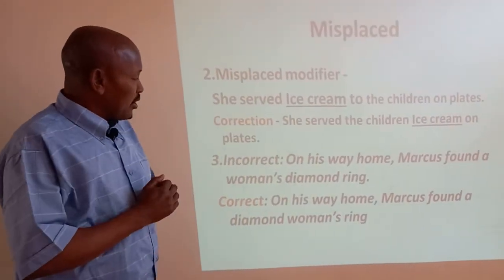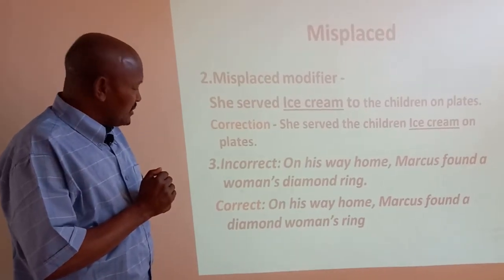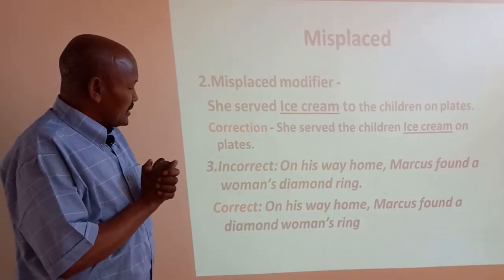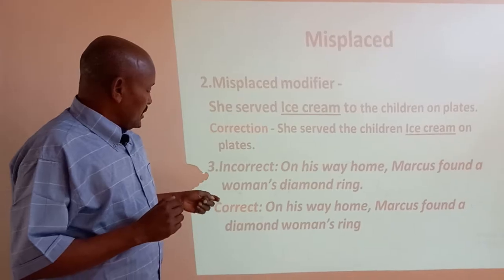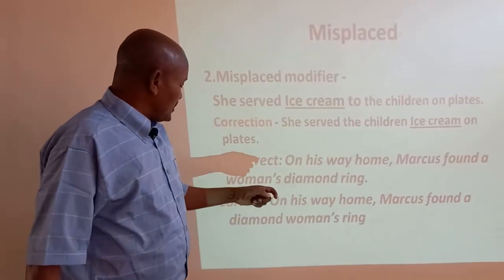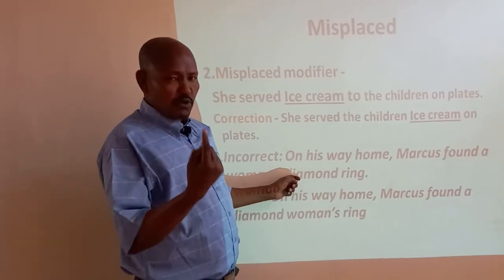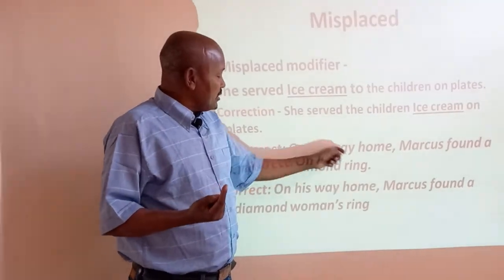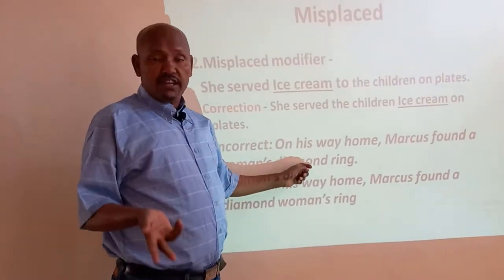The third example: on his way home, Marcos found a woman's diamond ring. Yeah? Marcos found a woman's diamond ring. Yeah, absolutely right. It's incorrect because here is a woman's. The place is here, diamond ring, which is a modifier, misplaced. So we cannot get anything here because the word it modifies is not situated in the right way. So this is a dangling modifier.